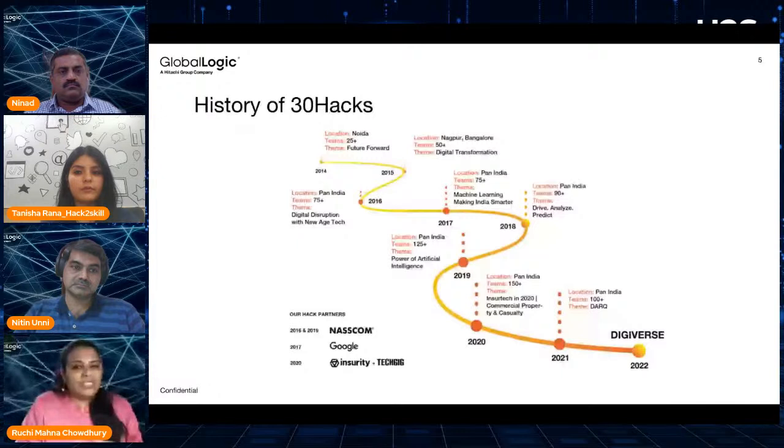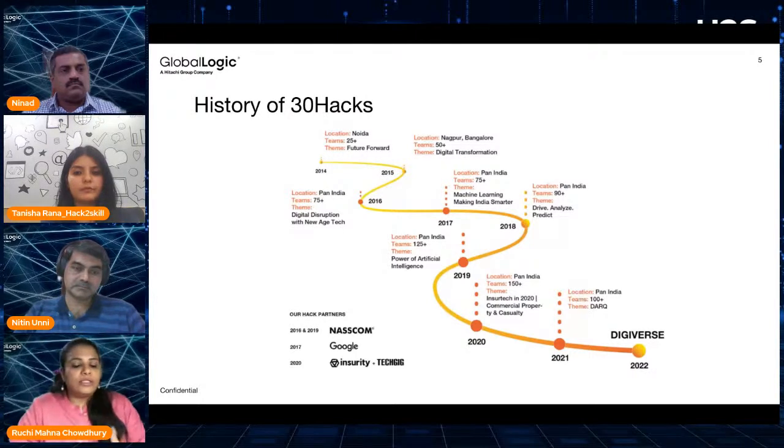So we've done a hackathon on digital disruption. We've done a hackathon on machine learning, AI: drive, analyze, predict. We've literally touched every sphere of technology. Our last hackathon was around the dark technology. And this time we are exploring Digiverse.